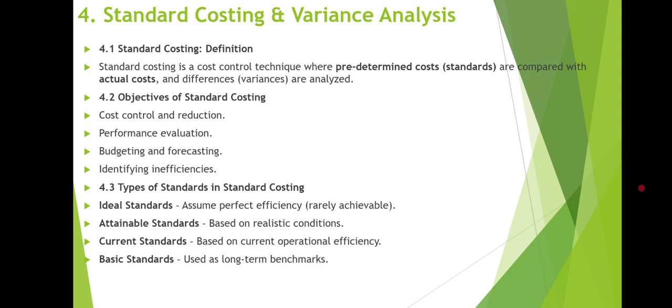So these are the types of standards in standard costing. First we have ideal standard, second attainable standard, then current standard, and basic standard. Ideal standard assumes perfect efficiency, and attainable standard is based on realistic conditions, and current standard is based on current operational efficiency. And next we have basic standard, used as a long term benchmark.